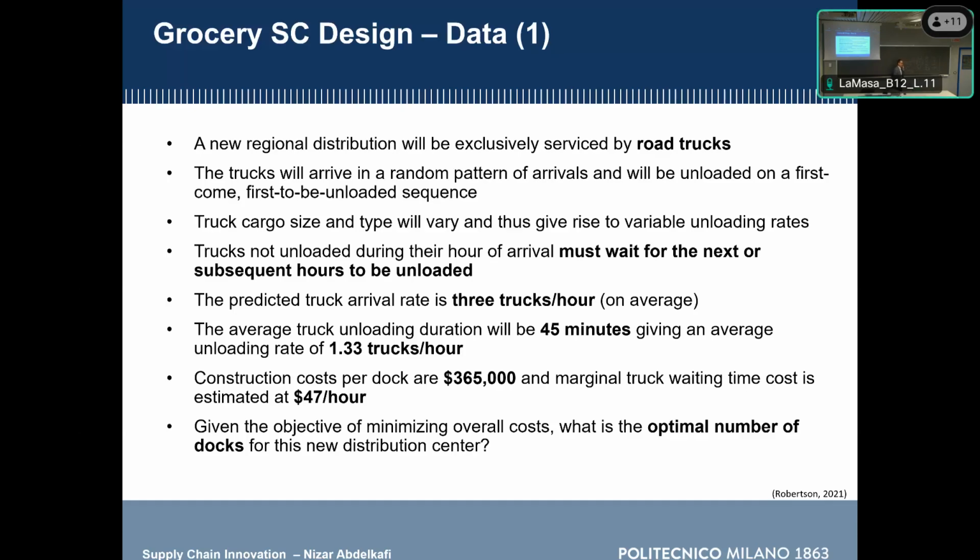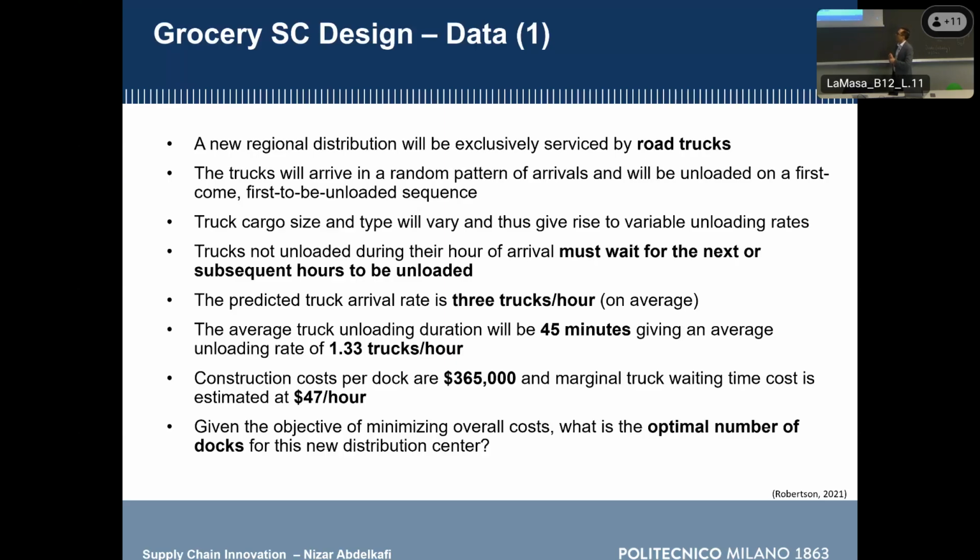You see, there are two different distributions. In terms of probability, there is a distribution for the arrivals of the trucks. So this is an uncertain process, a stochastic process. But you also have uncertainty in the unloading, because the unloading depends on how big the truck is and how many goods are loaded on the truck. So the duration of the unloading is on average 45 minutes, meaning that we have an unloading rate of 1.33 trucks per hour.